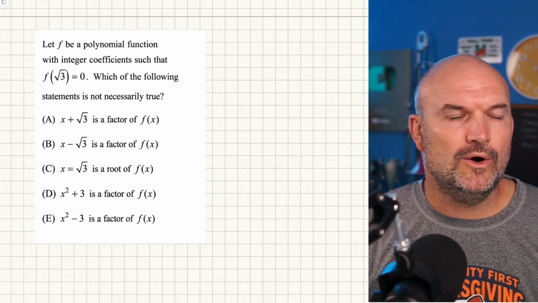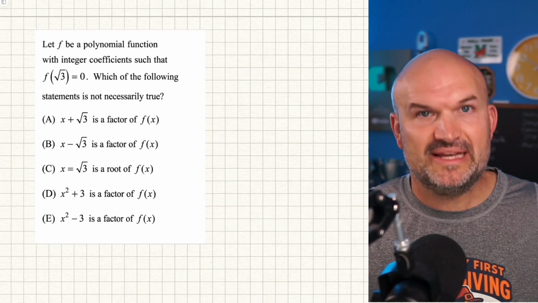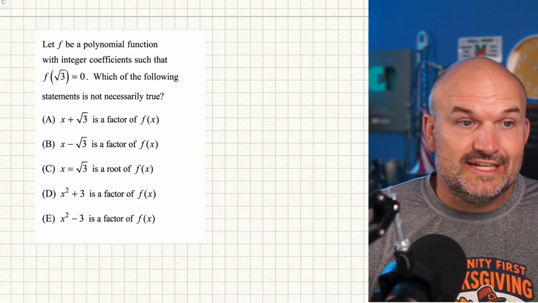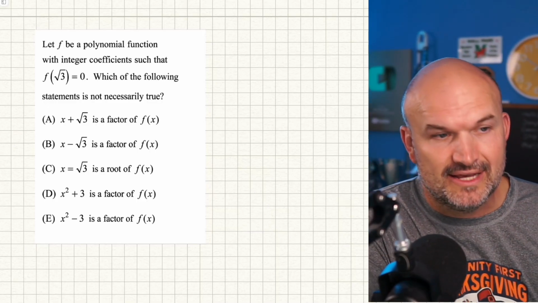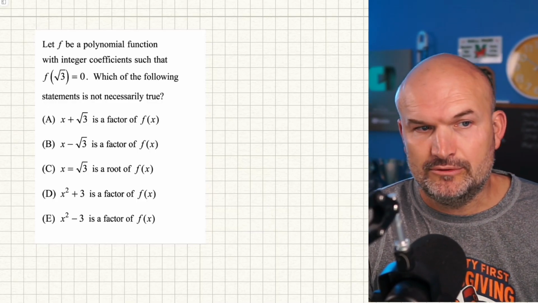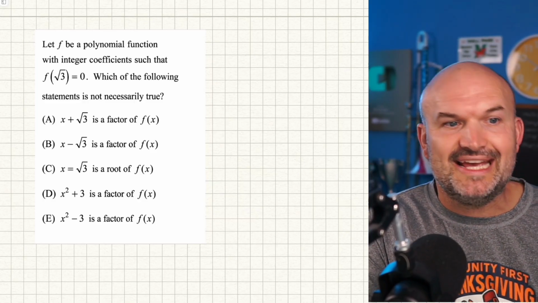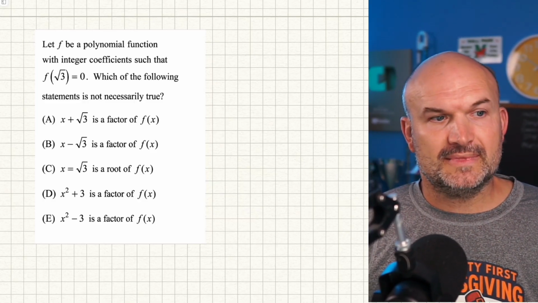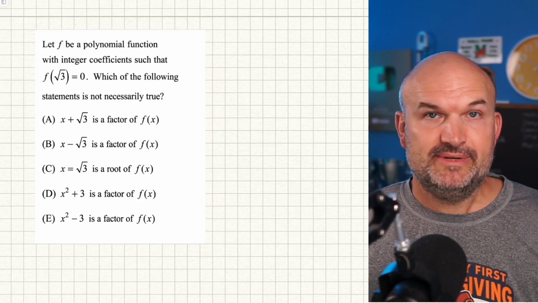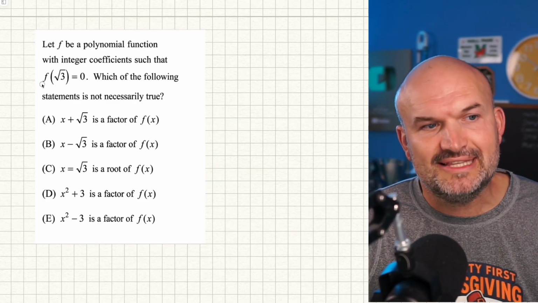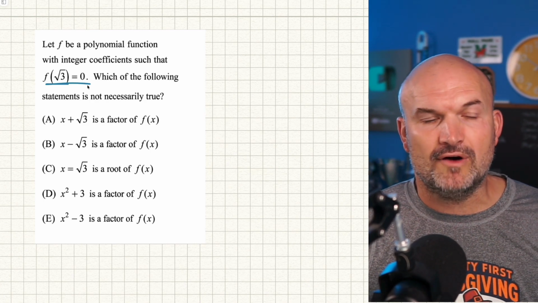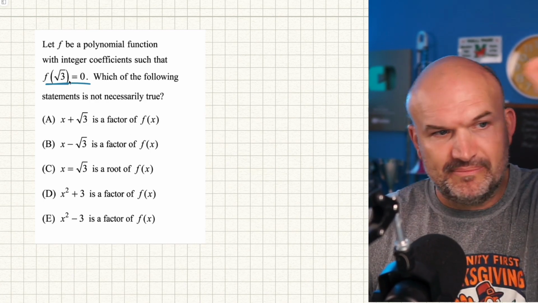All right. So I'm going to read this one out again to kind of make sense of it in my own brain. Let f be a polynomial function with integer coefficients such that f of square root of 3 is equal to 0. Which of the following statements is not necessarily true? Okay. So that means we don't know if it's going to be true. We don't have enough information. So let's take the statement that we do know is true and go off of that. What is it we know from this statement?